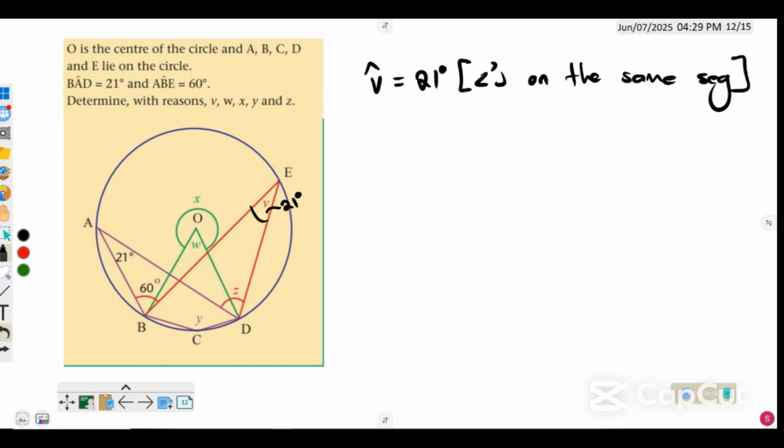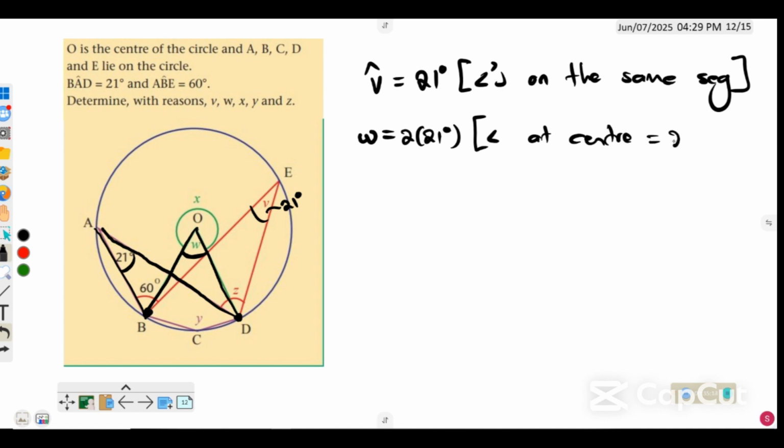Then we should find W. Where is W? We go to W, we mark W, and then we trace back. W was subtended by that arc, which is BD. But the very same arc goes on to subtend another angle at the circumference, which is angle A. Remember, angle at center being twice angle at the circumference. So W is twice of 21 degrees. Why is that? This is angle at center equals 2 times angle at circumference. Okay, like that. And then we have W to be 42 degrees.